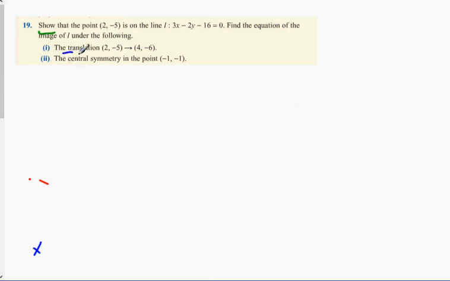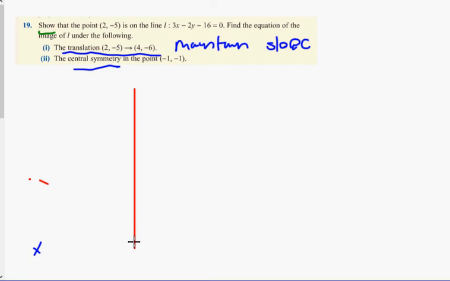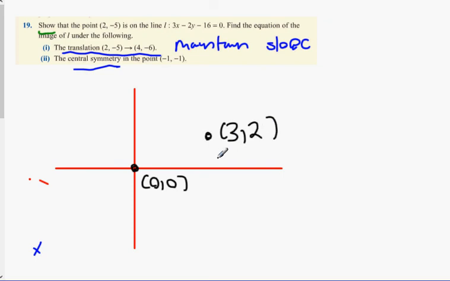Translations, if you want to write this down, translations maintain slope. Okay? Central symmetry in a point, I'm pretty convinced it doesn't maintain slope. We'll find out in a second, okay? Now, what I'm going to show you is something about central symmetry. Central symmetry is basically, if I had central symmetry in the origin, and I had the point, let's call this 3, 2. It's central symmetry.